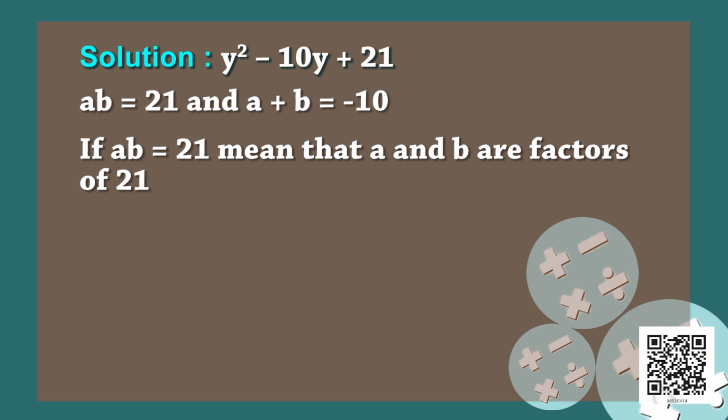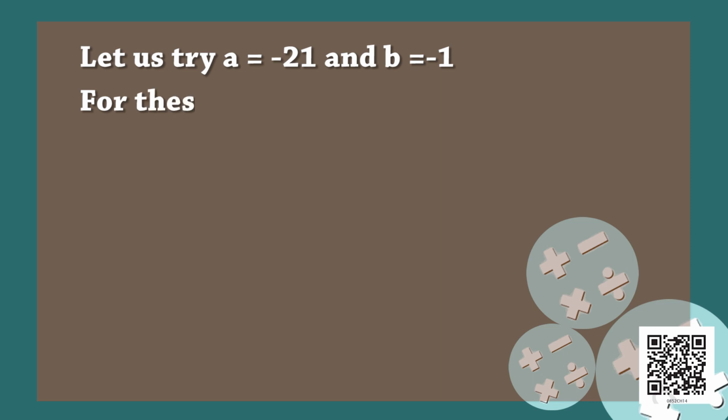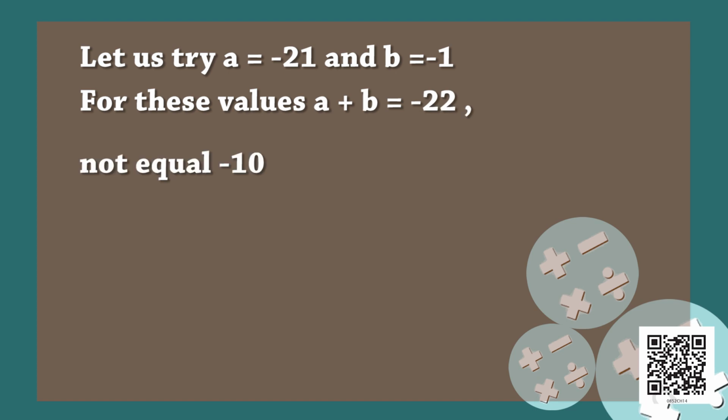Note that their product must be 21 and their sum must be minus 10, which means we have to take both the terms negative. So, let us try a is equal to minus 21 and b is equal to minus 1. Then for these values a into b is equal to 21, but a plus b is equal to minus 22, which is not equal to minus 10.